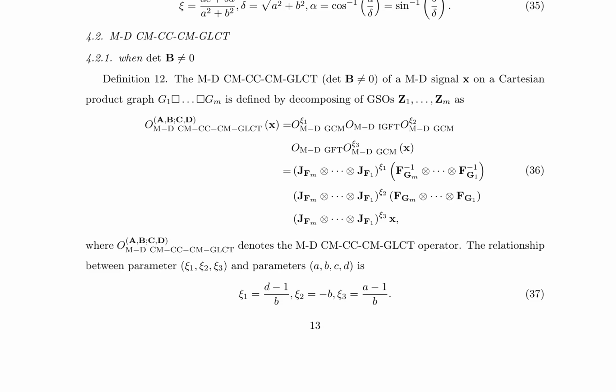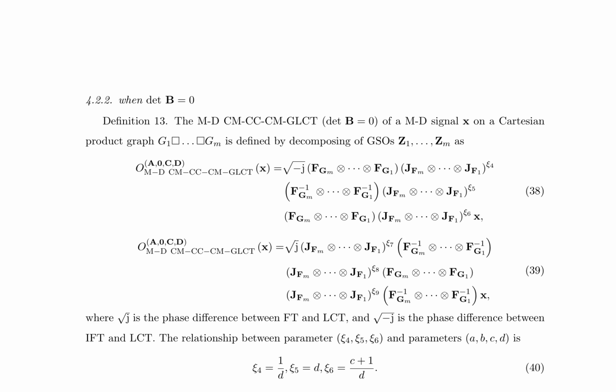The relationship between these parameters and the original parameters a, b, c, and d is established through equations 33 and 35. The M-D CM-CC-CM-GLCT is also defined as a decomposition of GSOs, but with different parameters and relationships to the original parameters. Two cases are considered: when the determinant of matrix B is non-zero, definition 12, and when it is 0, definition 13.